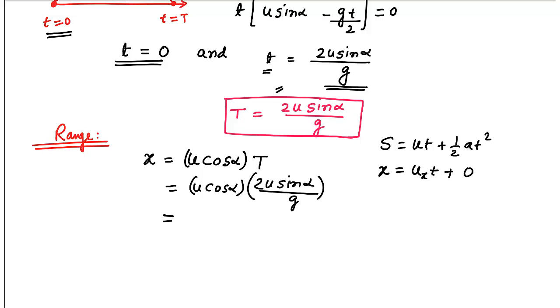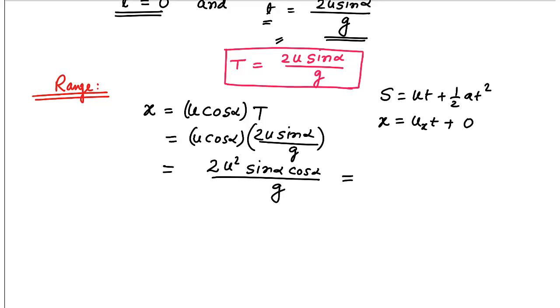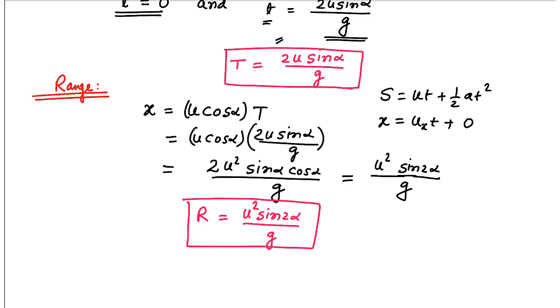From here I can write u square sine alpha cos alpha divided by g, multiplied by 2 also. There is a formula in algebra that 2 sine alpha cos alpha can be written as sine 2 alpha. So this is u square sine 2 alpha divided by g. So this is the expression for range. So range is equal to u square sine 2 alpha divided by g. This is the horizontal distance that the projectile will cover in the time of flight, that is the total time that it was in the air.